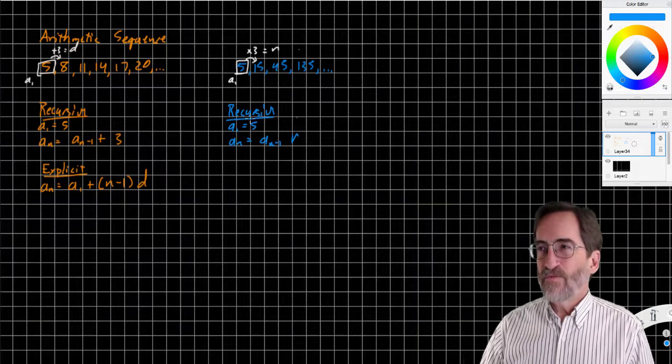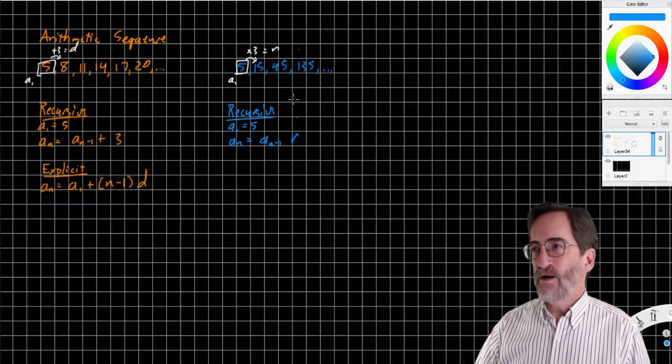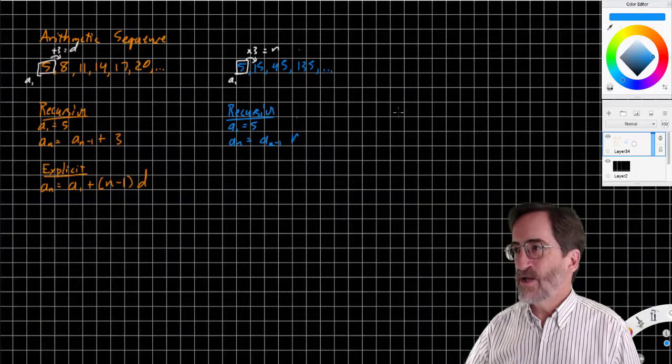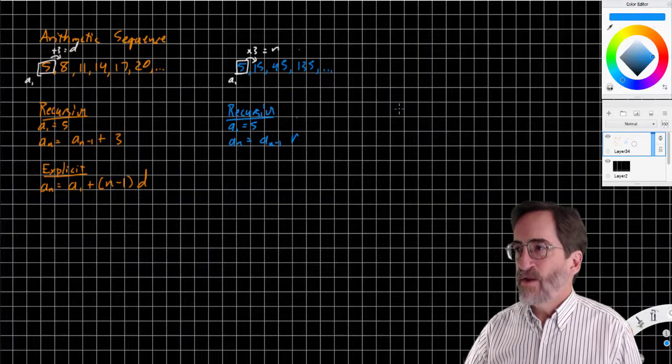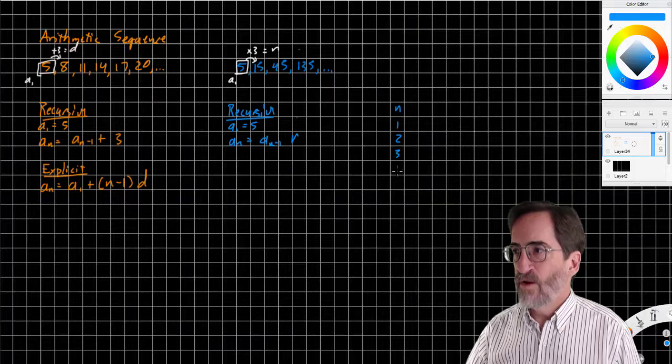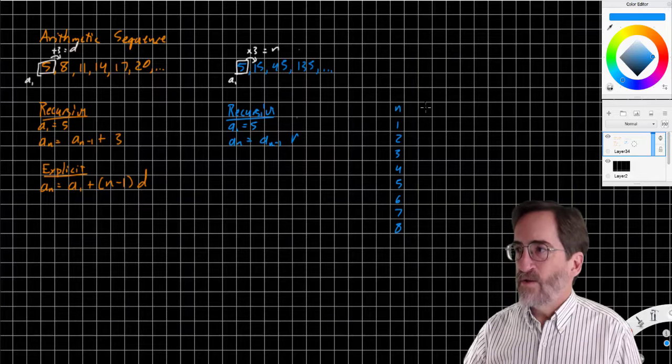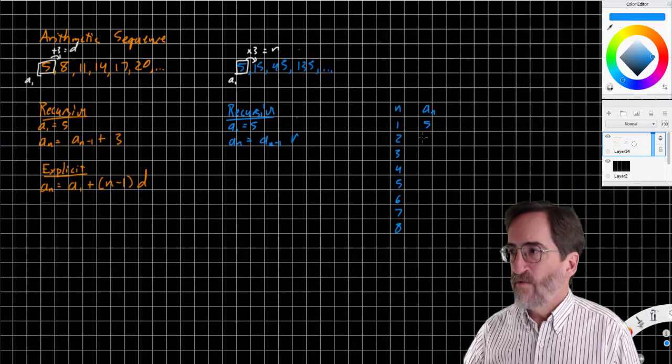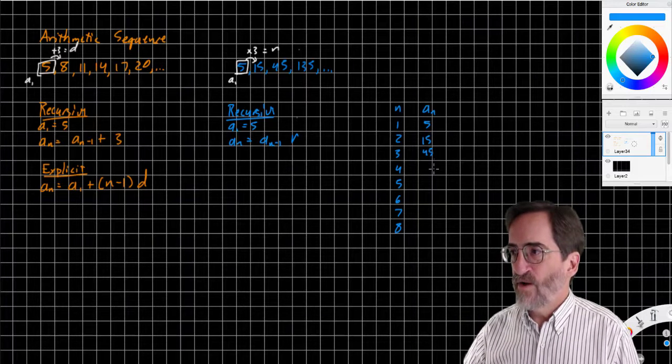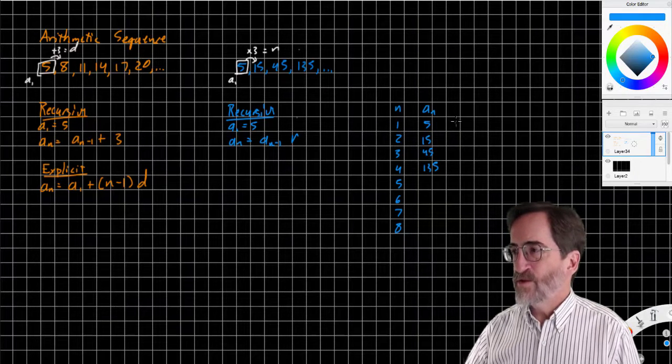The explicit formula is a little less intuitive, but let me go ahead and make a table and see if we can figure this out. Let n equal 1, 2, 3, 4, 5, 6, 7, 8, and so on, and we get each term a sub n. We're going to start with 5, 15, 45, 135, and so on.